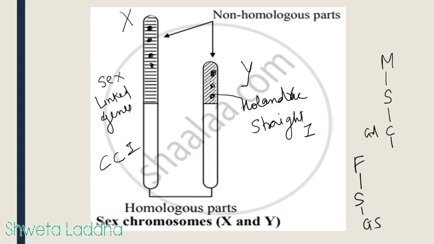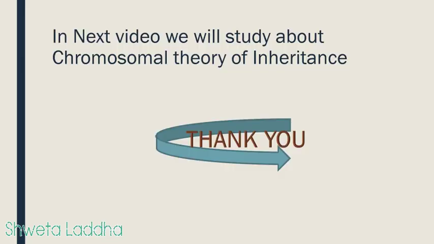So today, students, we have studied what chromosomes are, what the structure of chromosomes is, what the different shapes of chromosomes are depending upon the position of the centromere, and what the difference between X and Y chromosomes is. In the next video, I will teach you about the chromosomal theory of inheritance.